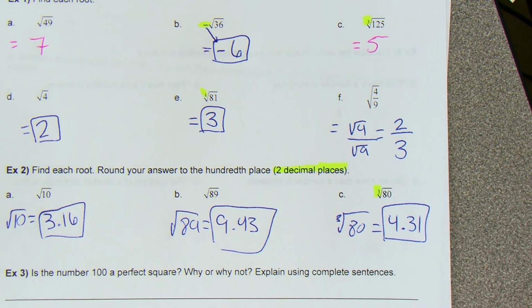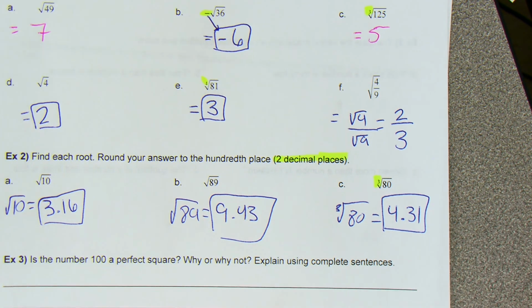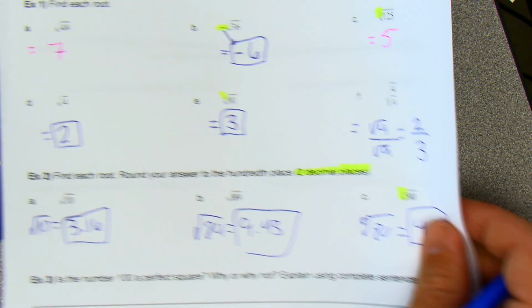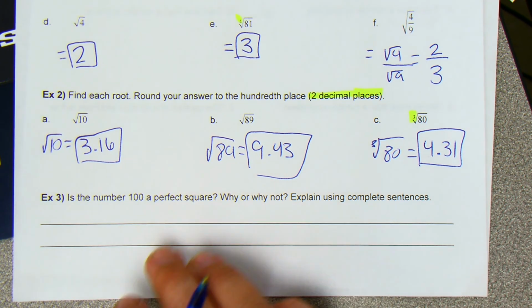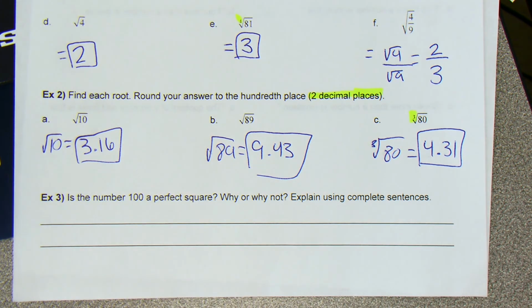Okay? So let's look at example 3 quickly because it's the last example on these notes, and then we can move on to the homework video, okay? So it says example 3, is the number 100 a perfect square? Why or why not? Explain using sentences. So basically all we have to think about is, is there a number you can multiply by itself to get to 100? And the simple answer is yes, right? If we multiplied 10 by itself, 10 times 10, we're going to get to 100, okay?